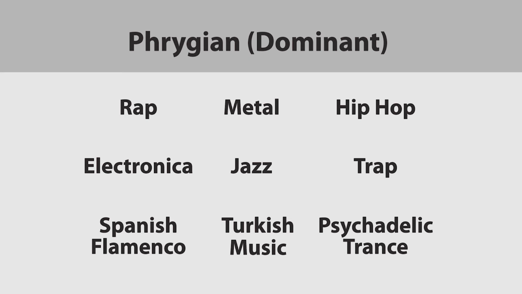Of course, these are just a few examples, but you'll often hear these exotic, dark, mysterious sounds of Phrygian and Phrygian Dominant in genres like these. Rap, metal, hip-hop, Spanish flamenco, Turkish music, jazz, trap, electronica, and psychedelic trance often use these patterns to create some awesome sounds.